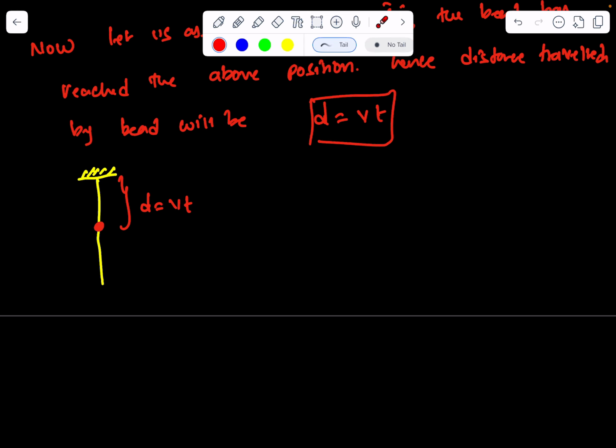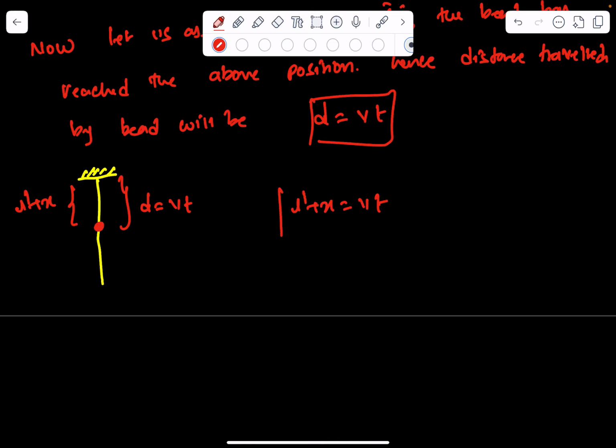But what is this d? We can also write it this way. Already we discussed that this part of the cord has natural length L dash and X is the elongation that has been produced because of the pulling force. So this distance is nothing but L dash plus X. Hence, we can establish one more relation: L dash plus X is equal to Vt. So this is equation C.